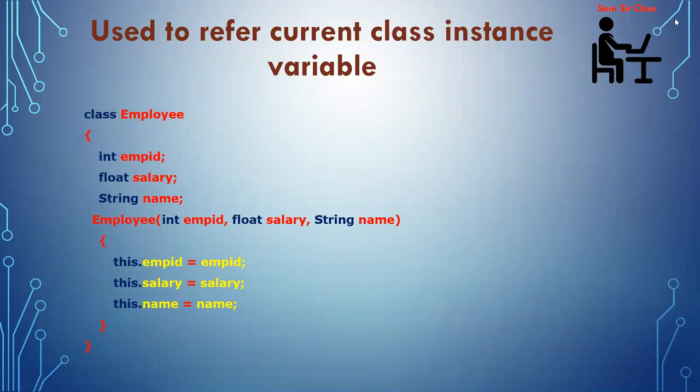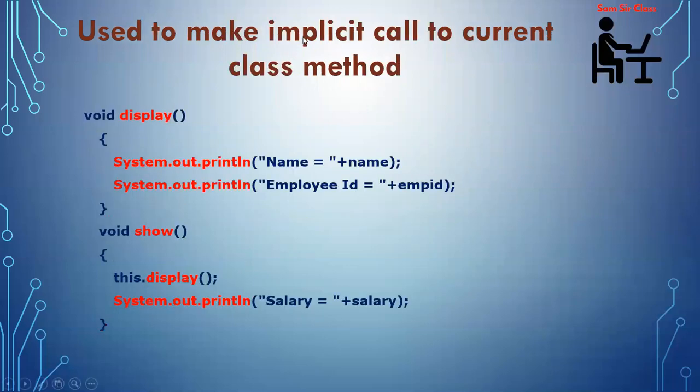We have seen the examples. Again, I am just overviewing it. You have declared the instance variables inside the employee class, such as employee ID, salary, name, and the names you have given to the parameters are the same as the instance variables. Here we have used the this keyword to distinguish between the local variable and the instance variable for the JVM. Then it will work as per our requirement. Second, it is used to make an implicit call to the current class methods. You can see I am calling the display method inside the show method by using the this keyword. It will work, not a problem.